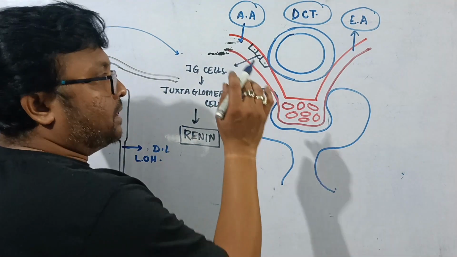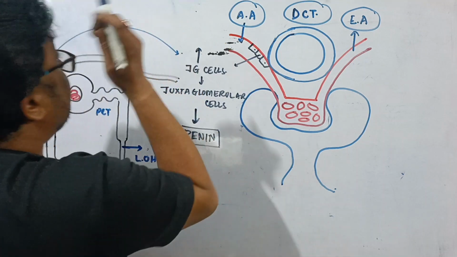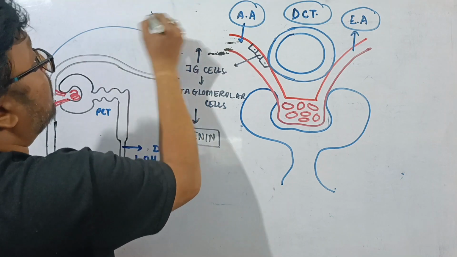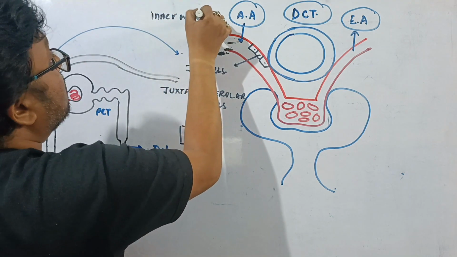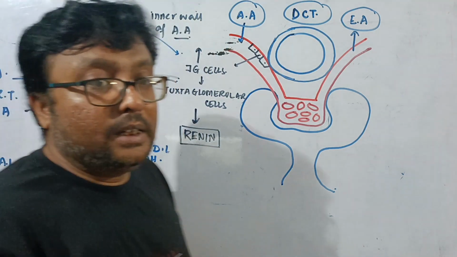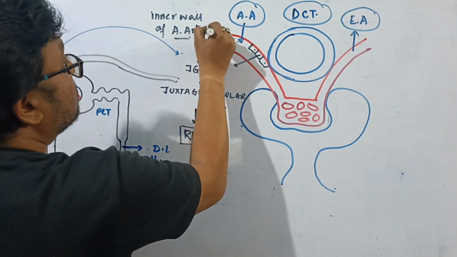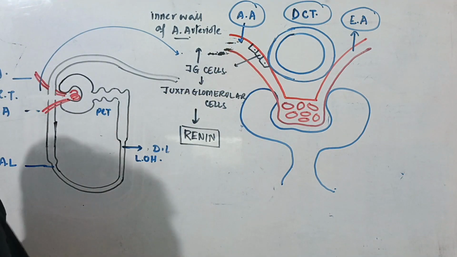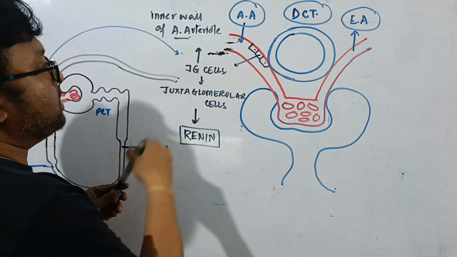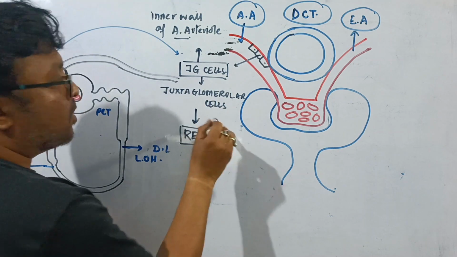And then where do we find these JG cells? In the inner wall of the afferent arteriole. Think about it, did I say that correctly? Yes, sir. Okay, so what do we find in the inner wall of the afferent arteriole? JG cells. And what is the function of these JG cells? Basically these JG cells secrete renin.